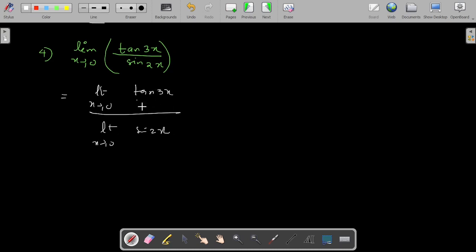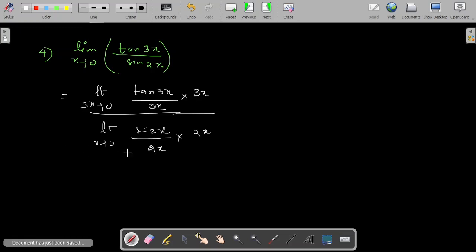We know that the limiting value of tan theta by theta is 1, and the limiting value of sin theta by theta is 1. But here the angle is 3x. So divide by 3x, multiply by 3x. Here also the angle is 2x. Multiply by 2x and divide by 2x. As x tends to 0, 3x also tends to 0. As x tends to 0, 2x also tends to 0. Now x cancels. Tan theta by theta, this value is 1. This value is 1. So the remaining is 3 by 2.